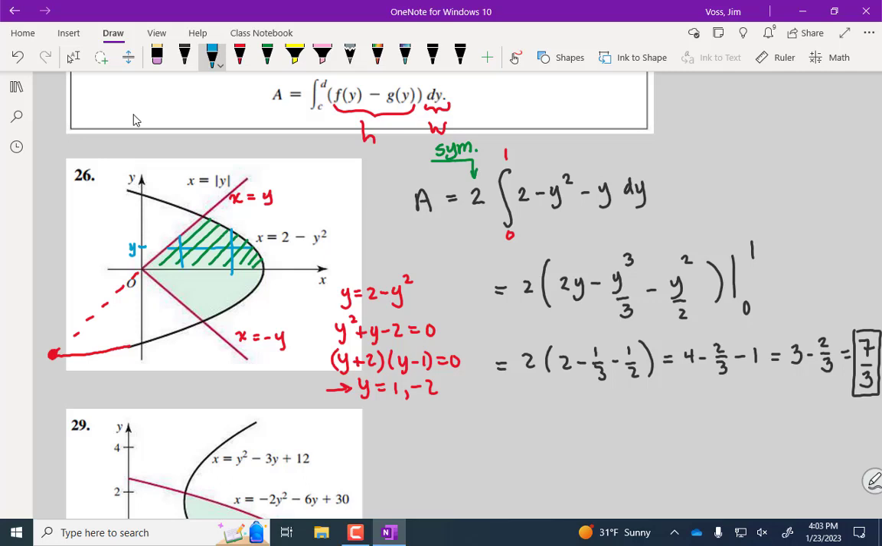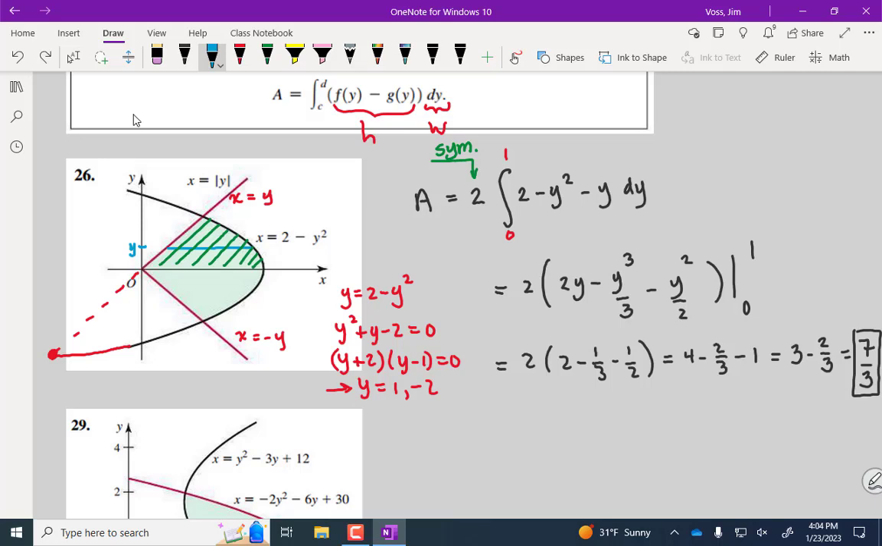The question here says find the area, not net area. Net area would be 0. So it's asking us to come up with a scheme to find that area. It's not saying to just integrate and figure out the net area.